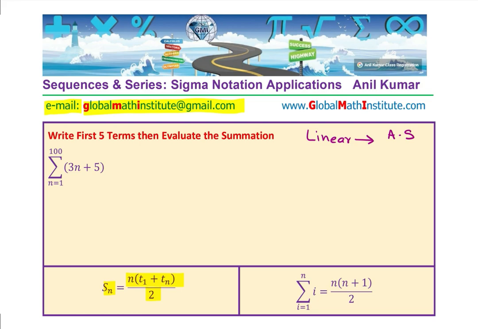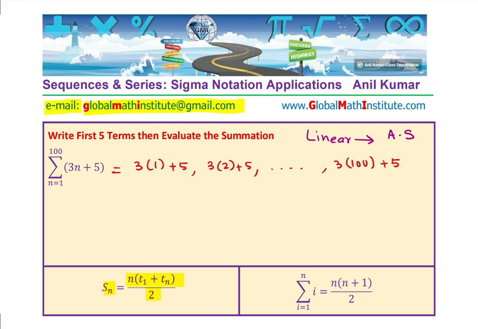So we can actually expand this and rewrite all the terms. So if I substitute n equals 1, what do I get? I get 3 times 1 plus 5. So that becomes the first term, right? And the second will be what? Well, second will be substituting n as 2, 3 times 2 plus 5, and so on. The last will be what? The last will be by substituting n equals 100, right? So 3 times 100 plus 5.